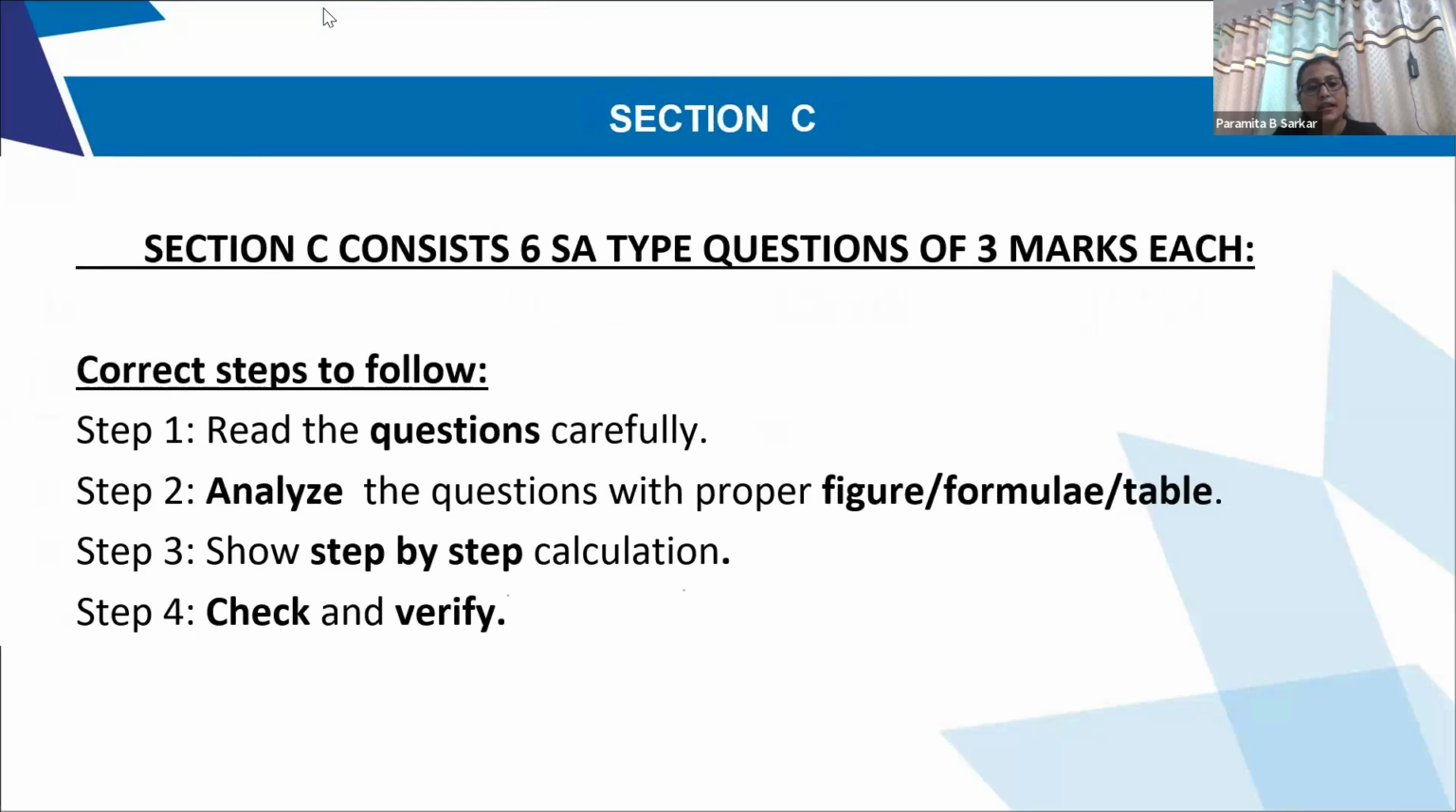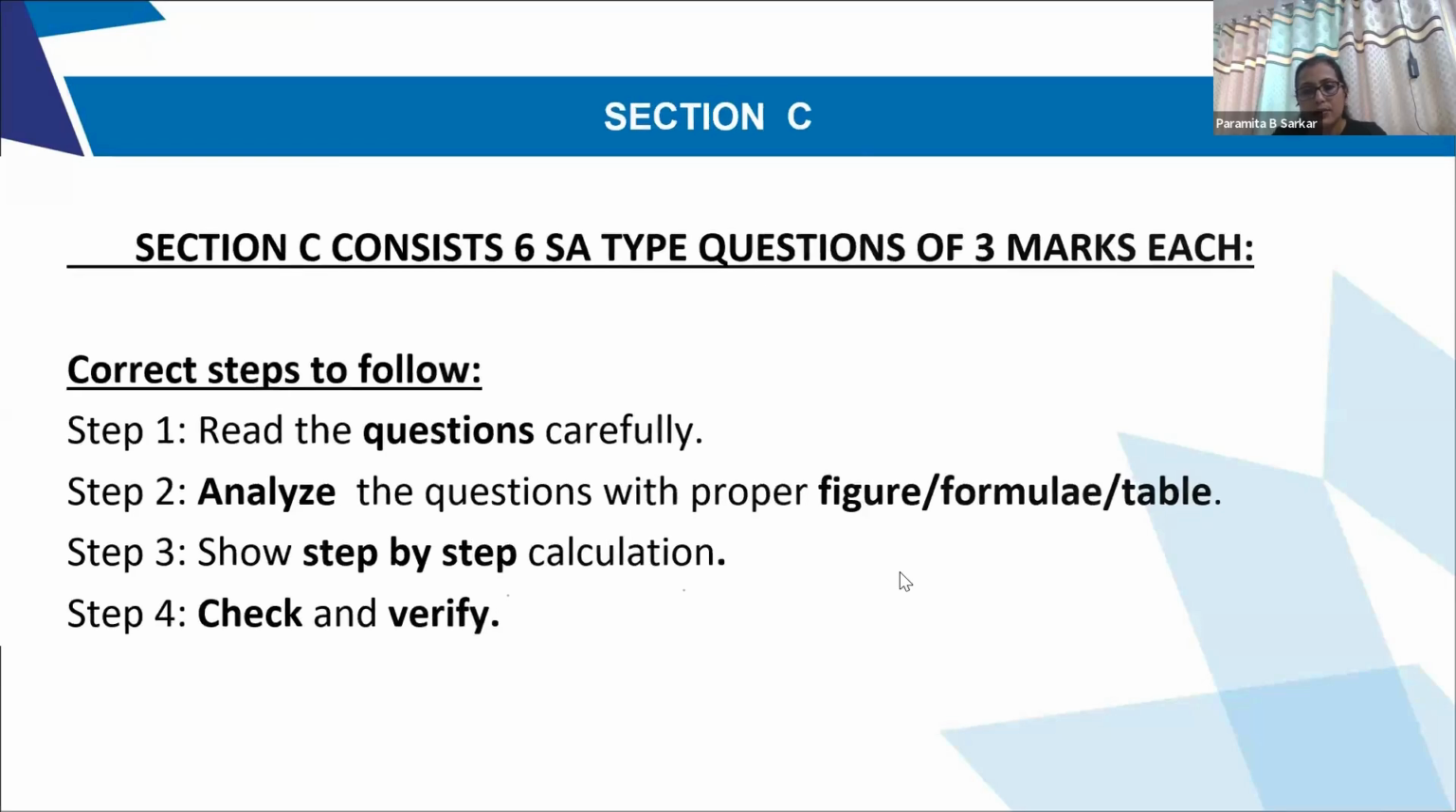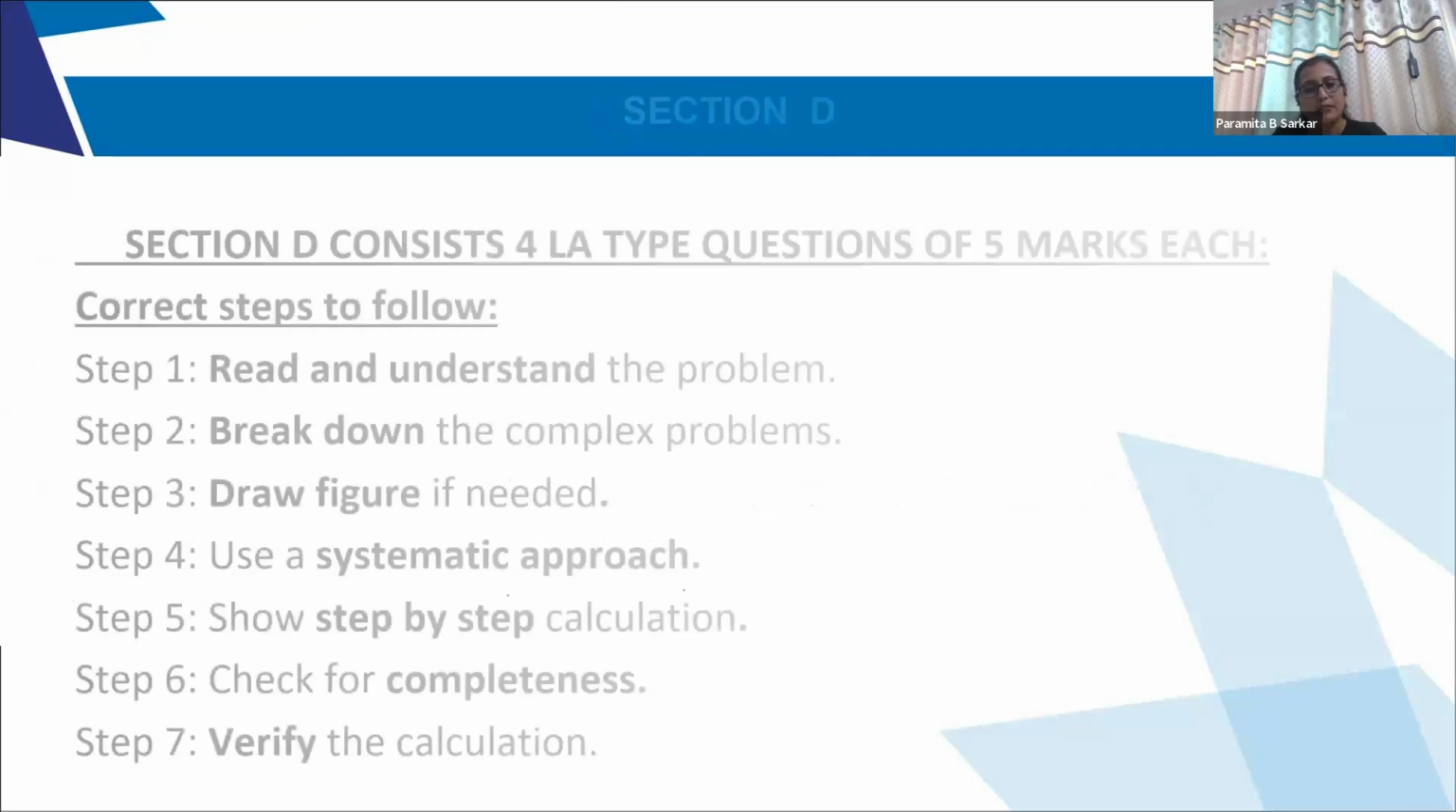In Sections C and D, most of the time questions come where you have to draw the figure, or draw a tabular column. For example, from statistics, you have to draw the tabular column. If any question comes from areas related to circles, you have to write the formula. All things are very important. Write down, show your step by step calculations, and then check and verify the answer, because each and every question carries 3 marks. If you make a mistake in one question, you are directly losing 3 marks.